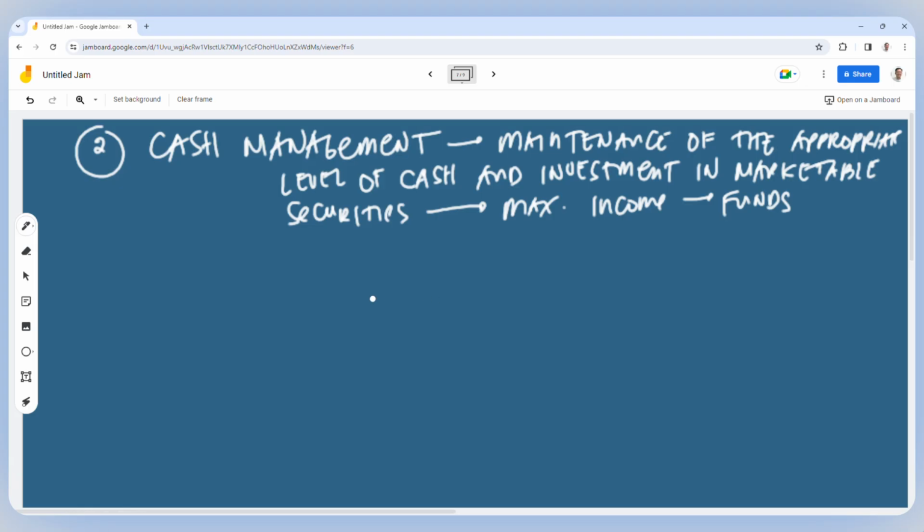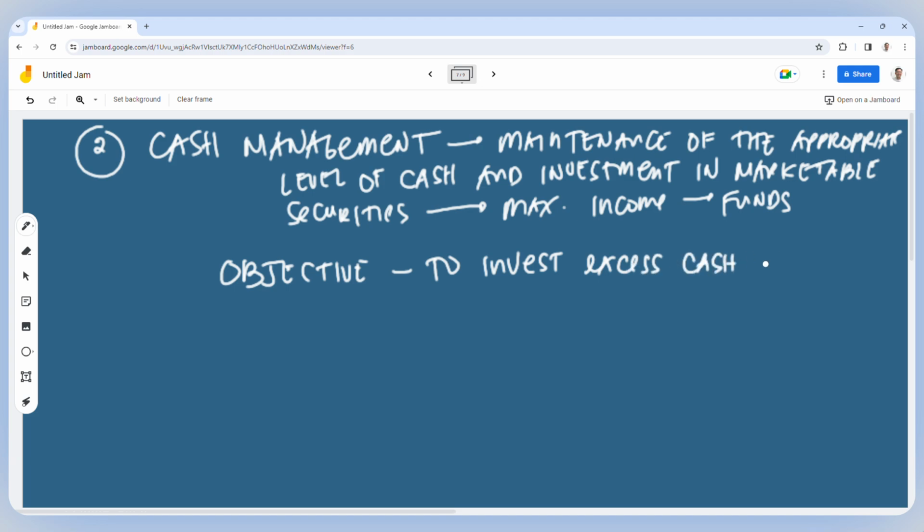Okay. So, ano naman class yung objective ng ating cash management? Alright? Of course, to invest, no? Our objective is to invest excess cash, no? Okay? So, to invest excess cash for a return.